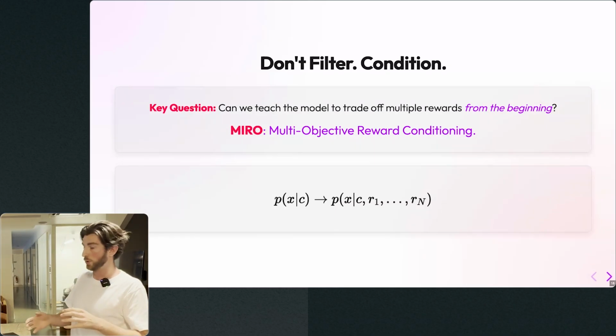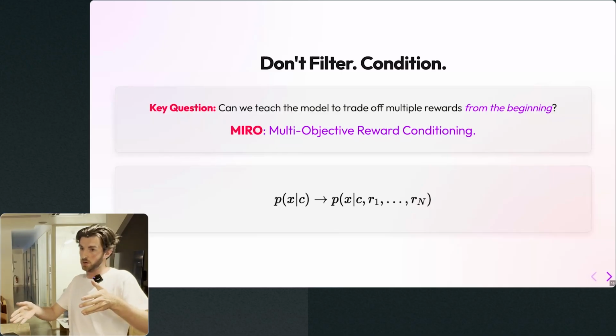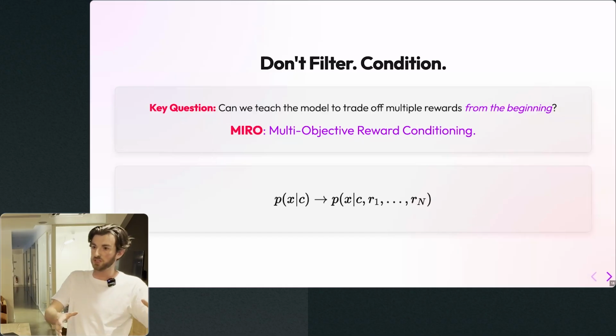In other words, we want to learn the joint distribution of the image and the rewards, instead of learning the image distribution and then filtering to bias the distribution toward one region of the distribution.